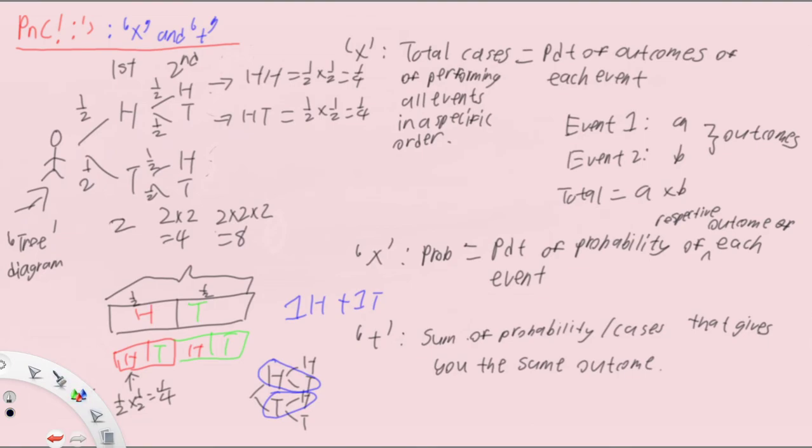The first way is very simple, half times half. Half to get head, half to get tail. This will give us 1/4. Similarly, tail then head is another half times half, 1/4. Now we add them together, 1/4 plus 1/4 would then give us half back. So that is the idea of the addition principle, the sum of the probability or pathways that gives you the same outcome.